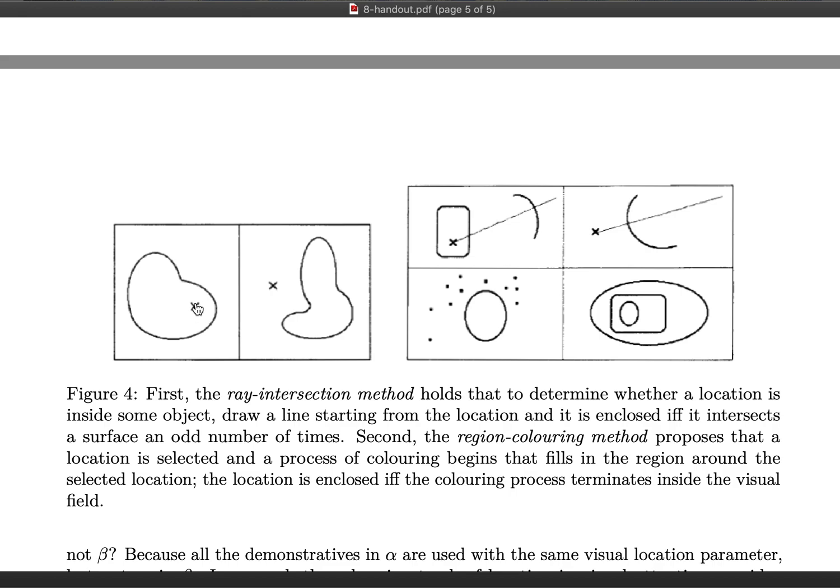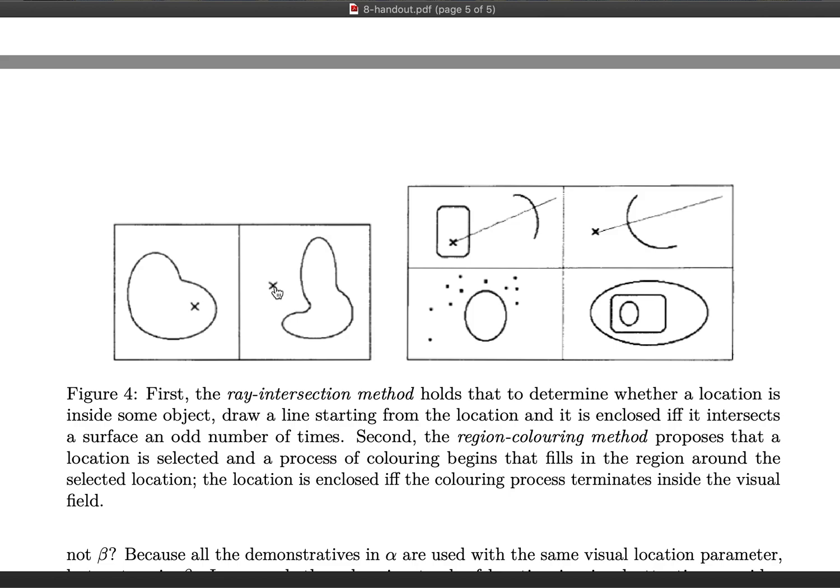So we look at this location, and now we want to determine whether this location is enclosed or not. So what we do is we start drawing a line, and we notice that the line intersects a surface once. And 1 is an odd number, so we conclude that the location is enclosed, which is true. Okay, so this method of determining whether this is enclosed or not works in this case, where we start at this location and we draw a line, and the line intersects a surface only once, an odd number, so we can infer that it's enclosed.